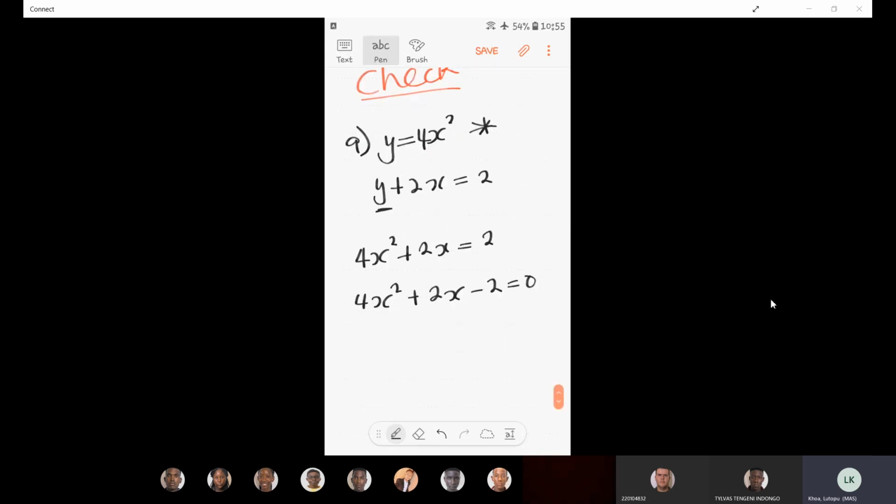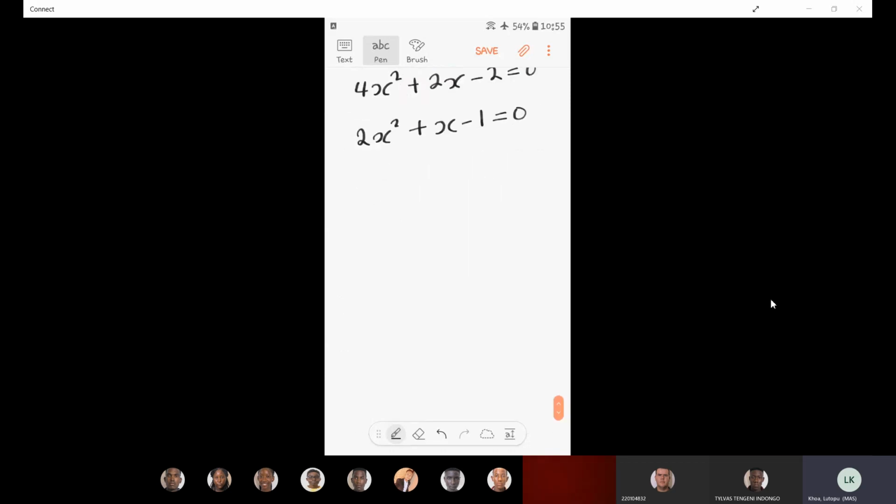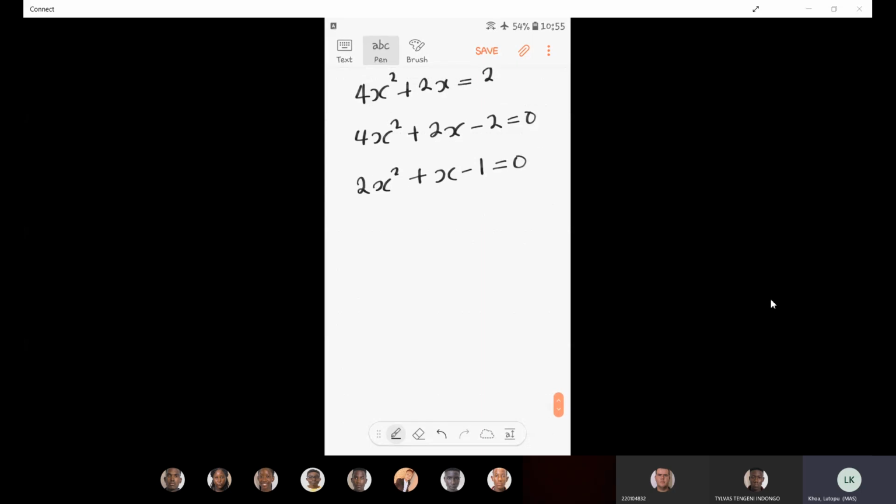Then I see that 2 is a common factor with all my coefficients, so I divide by 2. I have 2x squared plus x minus 1 is equal to 0. Then I look for two numbers that when I multiply them, the answer is negative 2. So I say this 2 times that negative 1, that gives me negative 2. And when I add the two numbers, the answer I get should be positive 1. So the two numbers are 2 and negative 1.